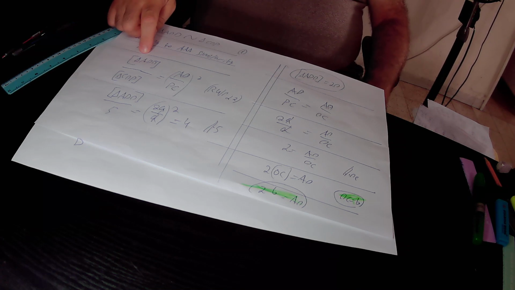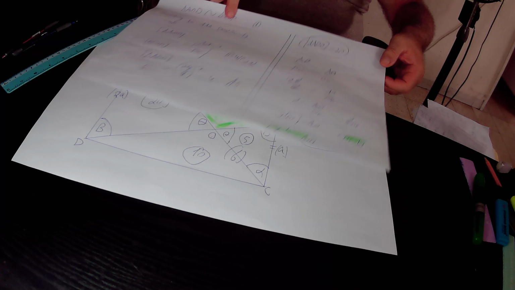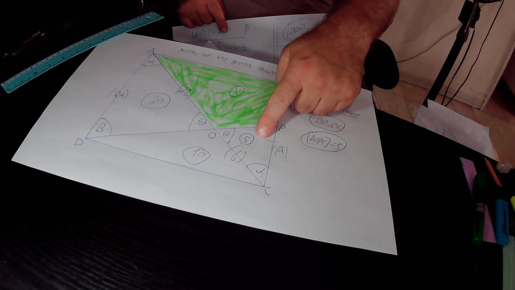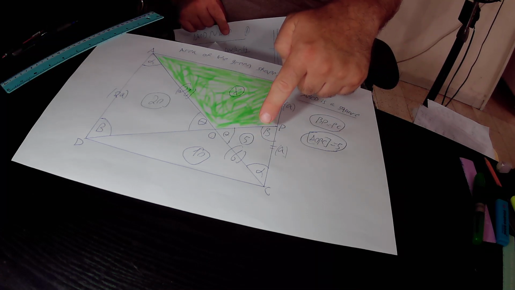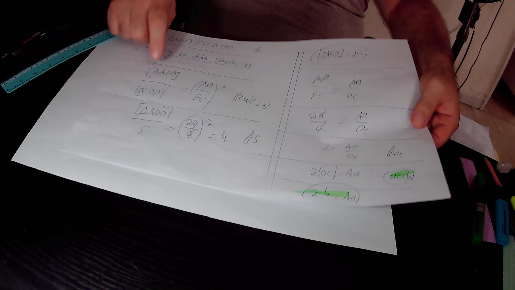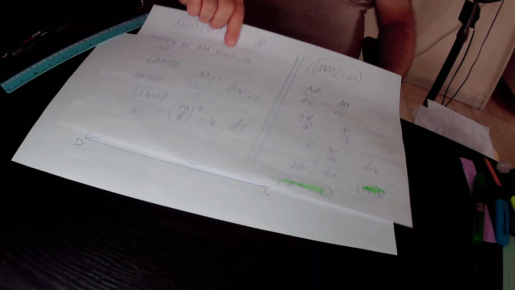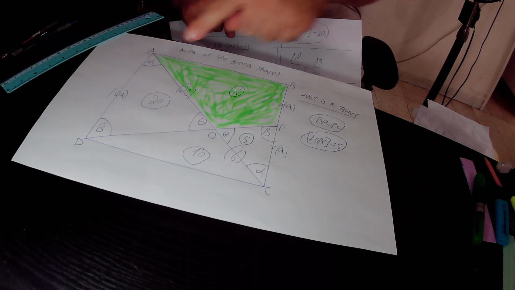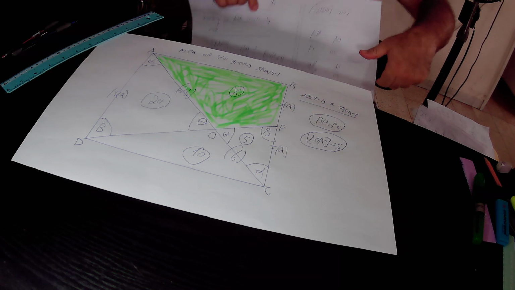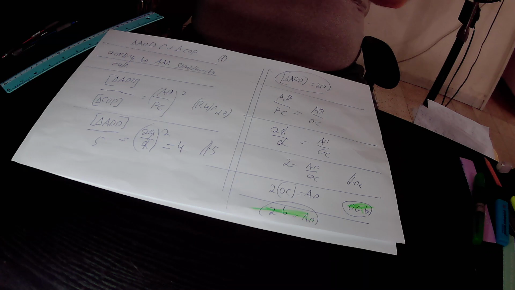So the area of triangle ADO is unknown, so we leave it as it is. The area of the small triangle COP is given in the question as 5 square units. So we substitute the area of triangle COP by 5, and it is equal to AD over PC. AD is 2A and PC is A. So it is 2A over A. We have A in the numerator and A in the denominator, so A will get cancelled.